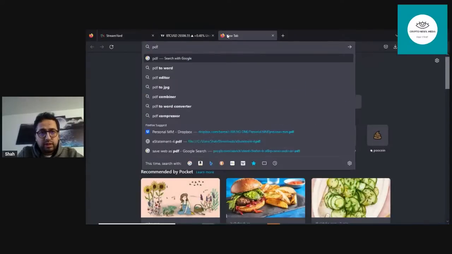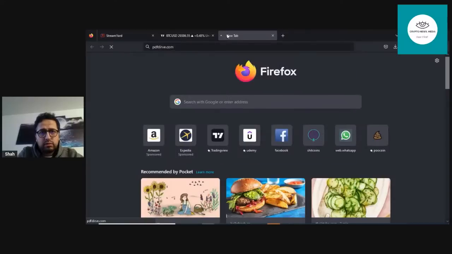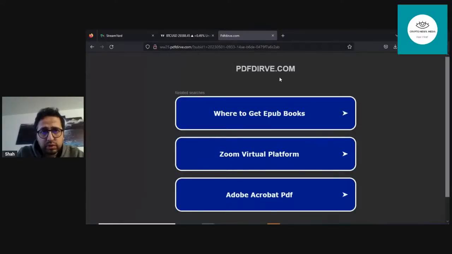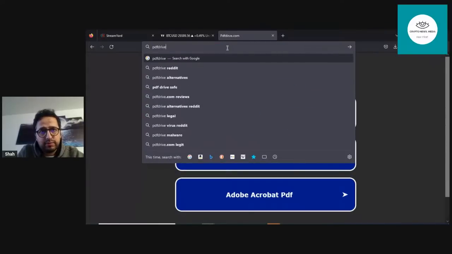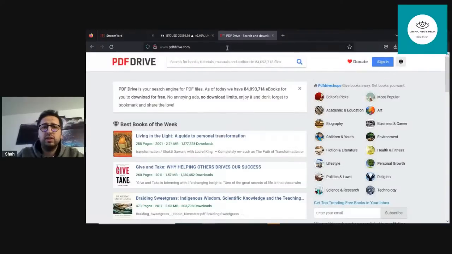Let me see if I can open PDF Drive here in Canada. Nope, it's dead. Oh, sorry, wrong spelling. pdfdrive.com. Okay, it still works there. So you can find a lot of books here if you don't want to pay. This is the way. If you can afford to pay, always pay. That's how you respect the authors.